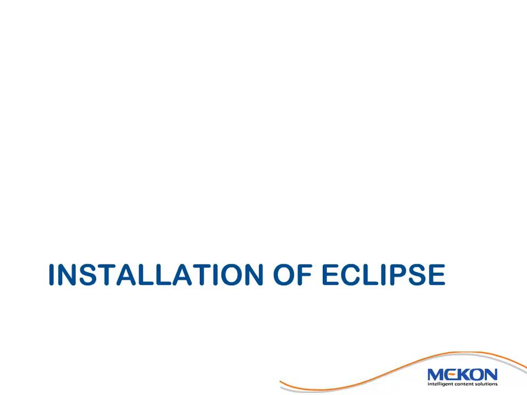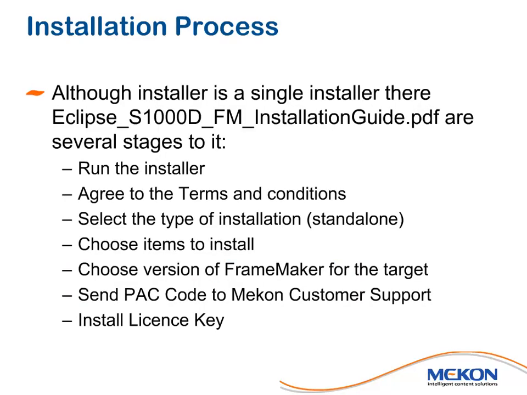Having made sure that FrameMaker is now set to the structured mode, we're now going to cover the installation of Eclipse itself. Although it's actually a single file installer and the installation carries straight on through, the installation does have several stages to it. First of all, you have to run the installer, then agree to the terms and conditions. And then you should select the type of installation. Standalone is the one that we're going to be covering.